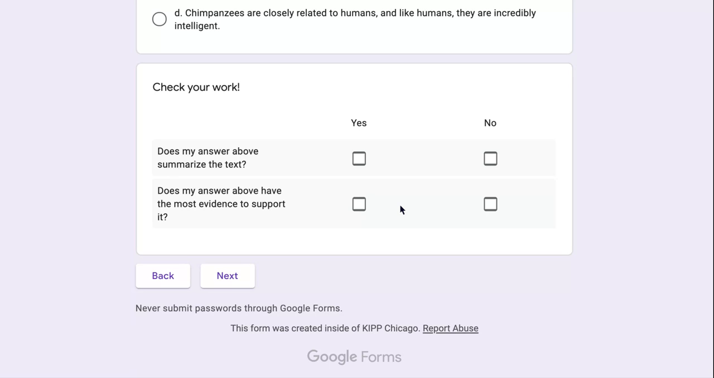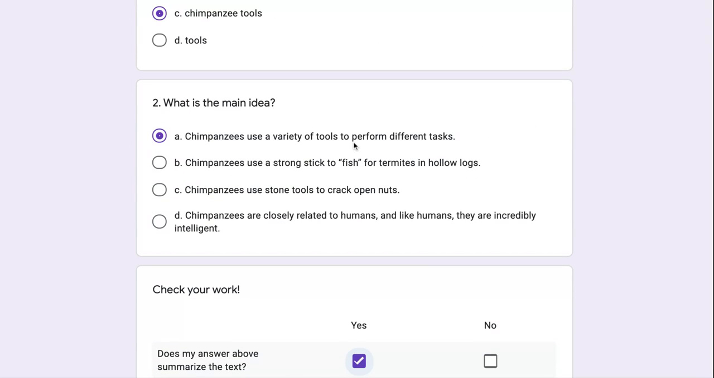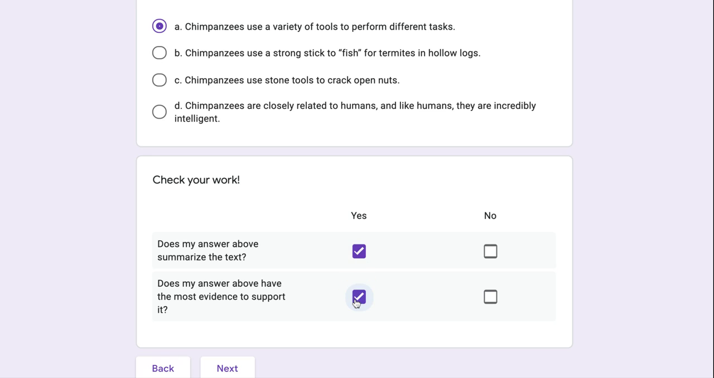Let's see here. Does our answer summarize the text? Yes, it does. Does my answer have the most evidence to support it? I actually think since I can include the termites in A, that A definitely has more evidence than B. So I'm going to say yes.